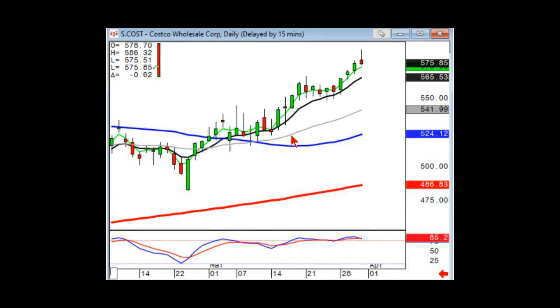And Costco, a shooting star today. If this opens lower tomorrow, which would also probably be a function of the market direction, it's probably coming back to test the T-line.